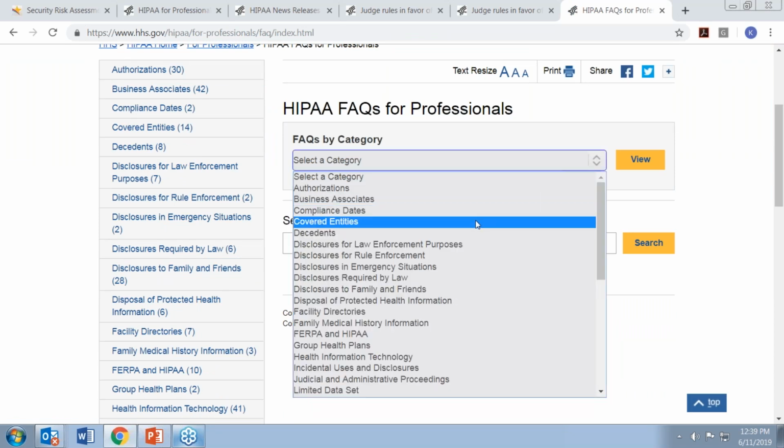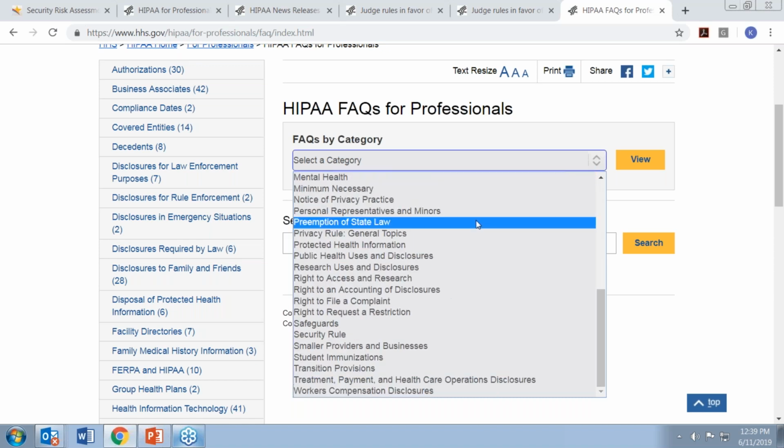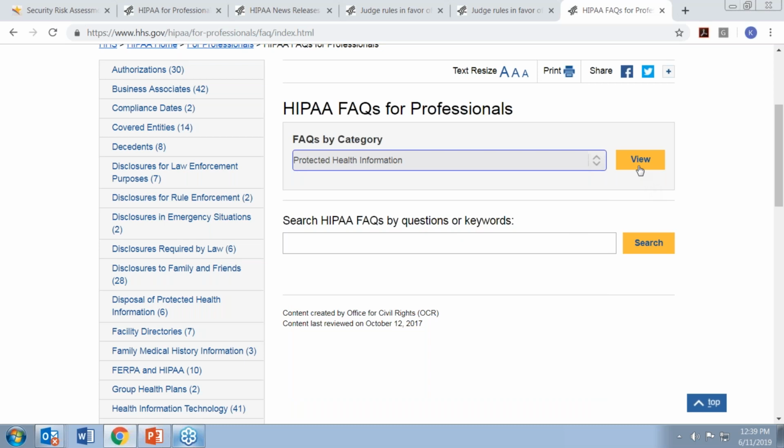So let's say we want to learn something about our patients, protected health information.